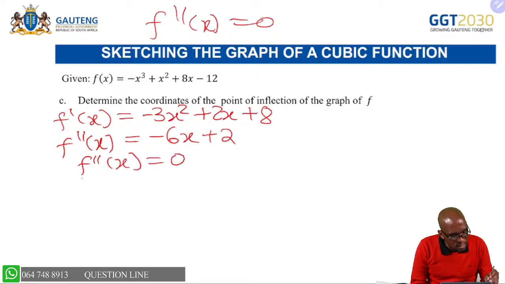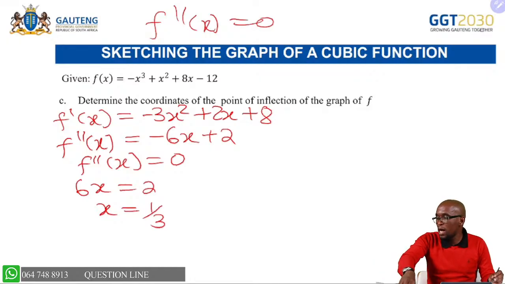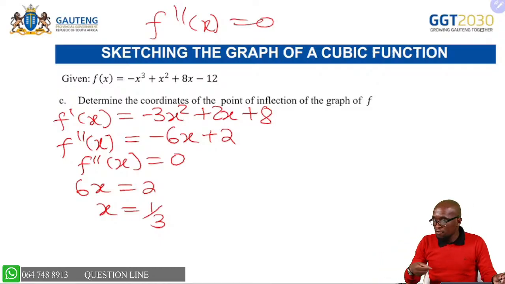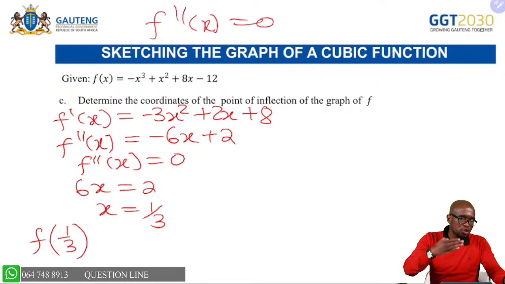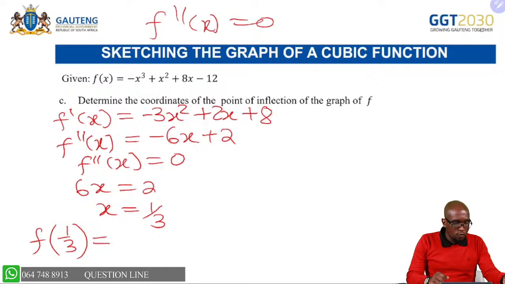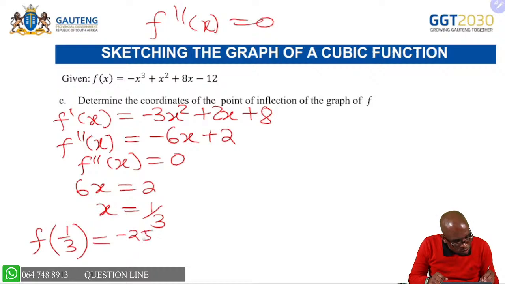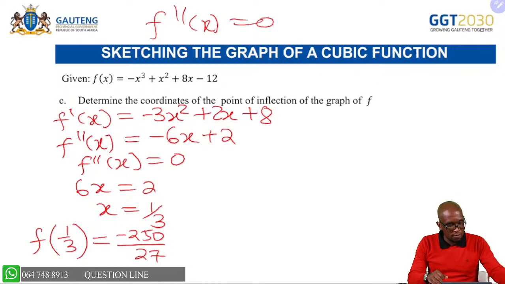So we put f double prime of x equal to 0. Then we get that 6x equals 2, so x would be 1 over 3. That would be our point of inflection. Right, I want to then determine the y value if the x value is a third. So f of 1 over 3, we substitute the x value in the original equation to get the y value. If you use your calculator, you'll get minus 250 divided by 27.